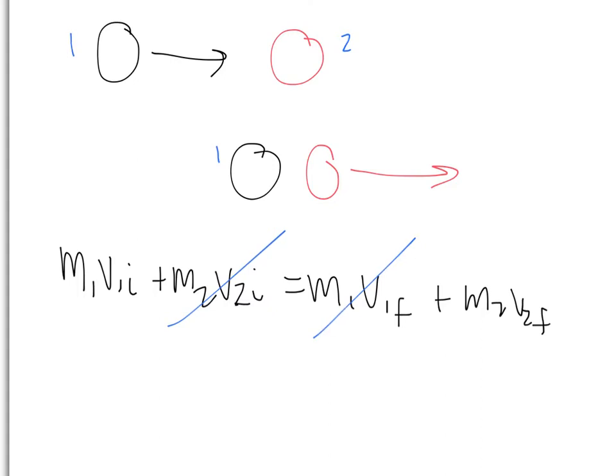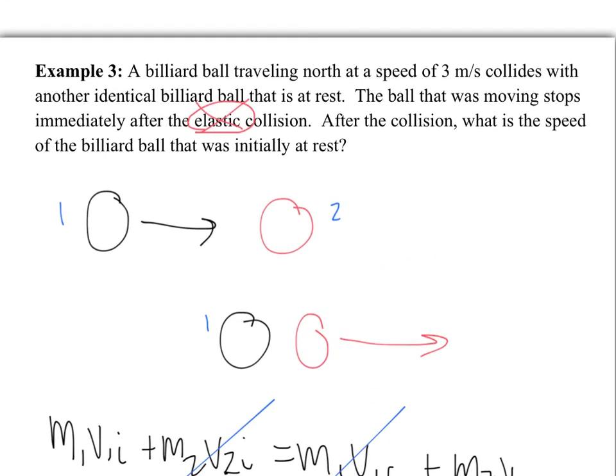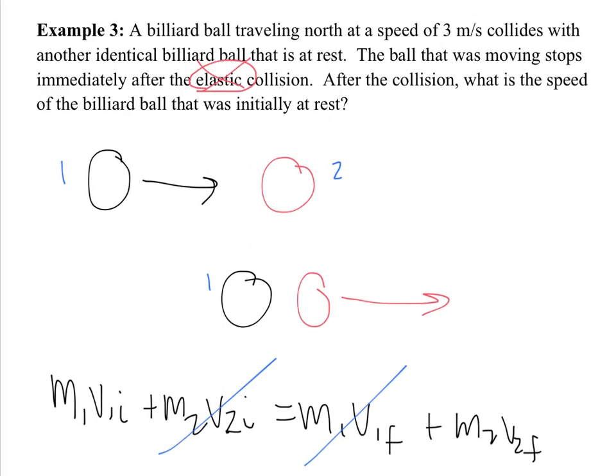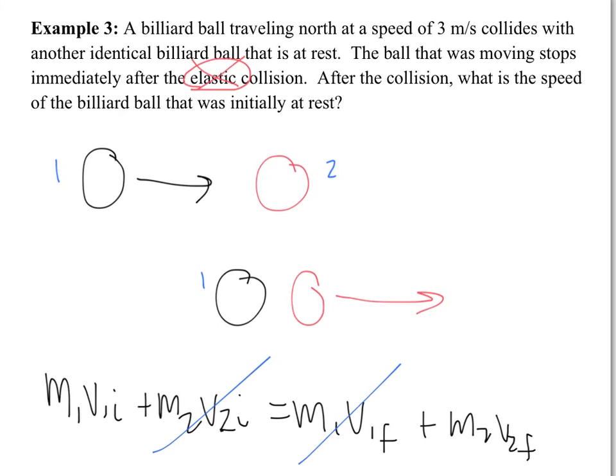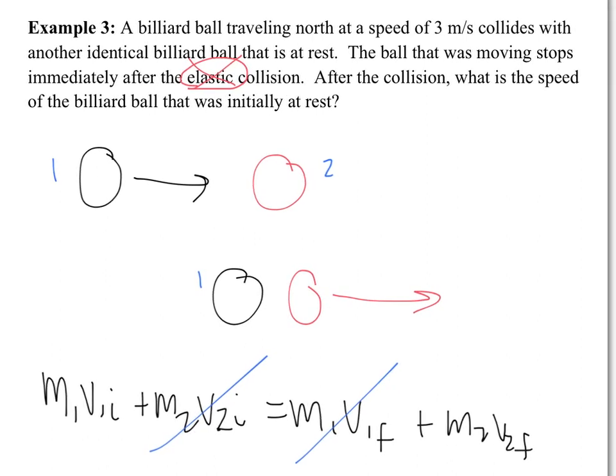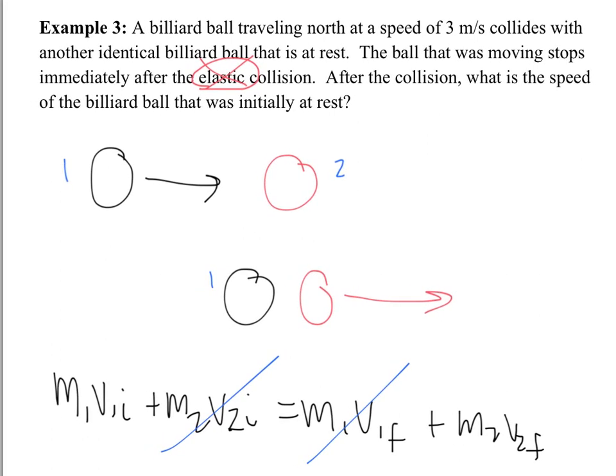So do we know what V1I is? Well, that's where we have to go back. Let's look at the problem. The billiard ball initially is traveling with a given speed of 3 meters per second. That's the first billiard ball that hits the other one. So V1I is 3 meters per second. But that's all we know.